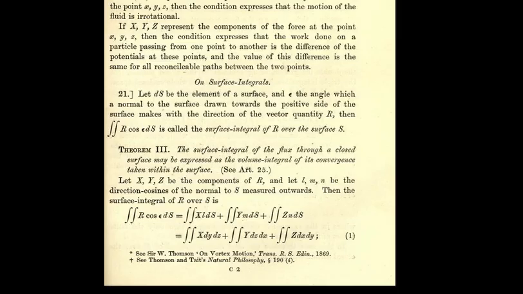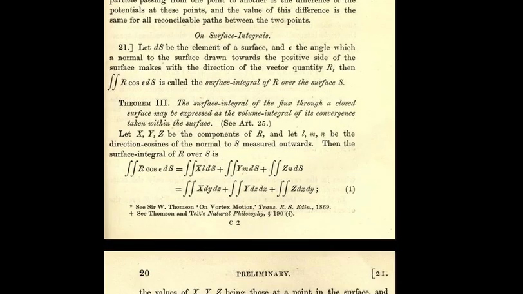The surface integral of the flux through a closed surface may be expressed as the volume integral of its convergence taken within the surface. See Article 25. Let X, Y, Z be the components of r, and let l, m, n be the direction cosines of the normal to S measured outwards. Then the surface integral of r over S is as follows.